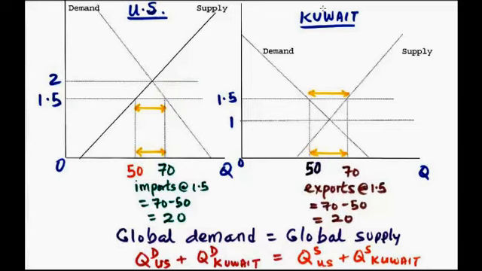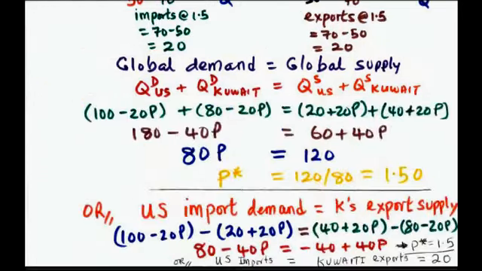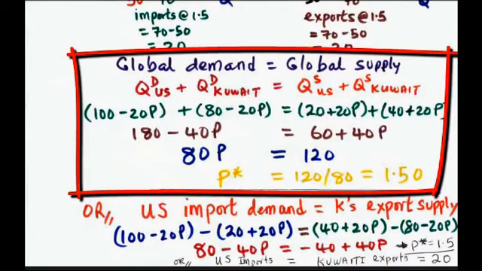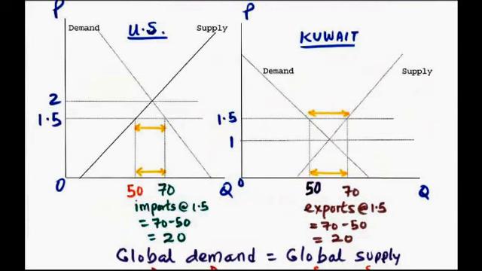There are two ways to solve this problem. One is to solve global demand equals global supply, in which case you add the two demand curves together and add the two supply curves together. So we have 180 minus 40p equals 60 plus 40p. And when that is solved, we get a price of 1.50, which if you go back to the graphical analysis, you will see halfway between 1 and 2 that there's a 1.5 in both analyses.